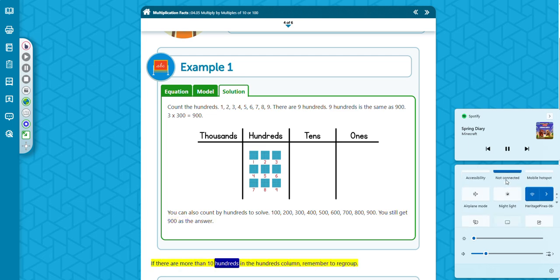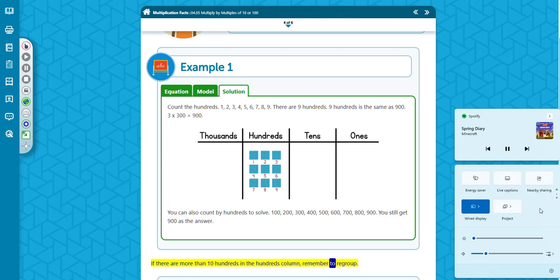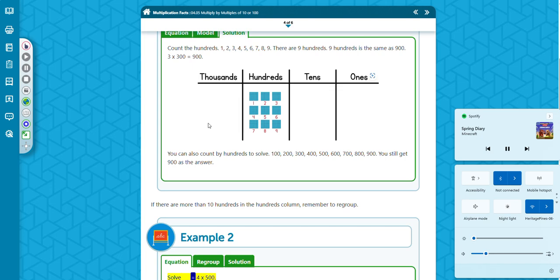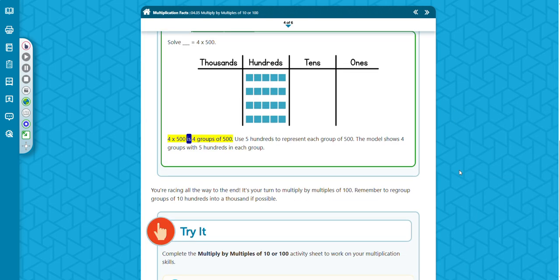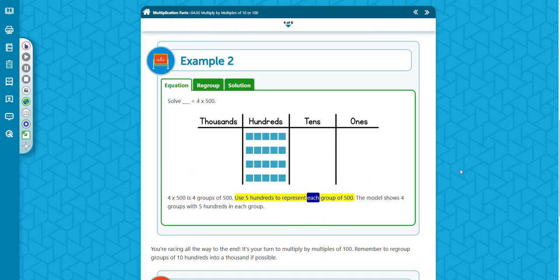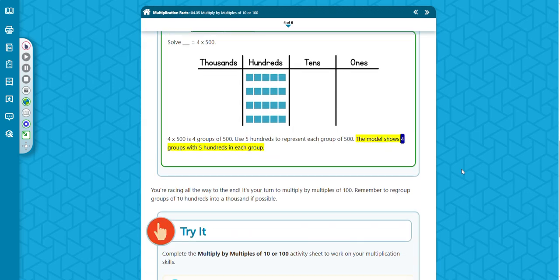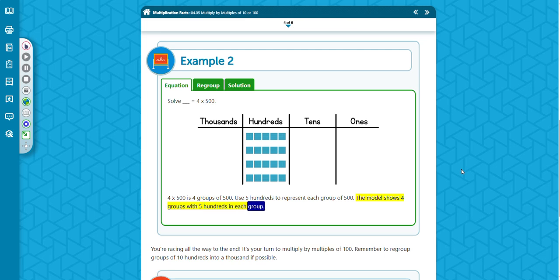If there are more than 10 hundreds in the hundreds column, remember to regroup. Example 2: Solve 4 x 500 equals blank. 4 x 500 is 4 groups of 500. Use 5 hundreds to represent each group of 500. The model shows 4 groups with 5 hundreds in each group.